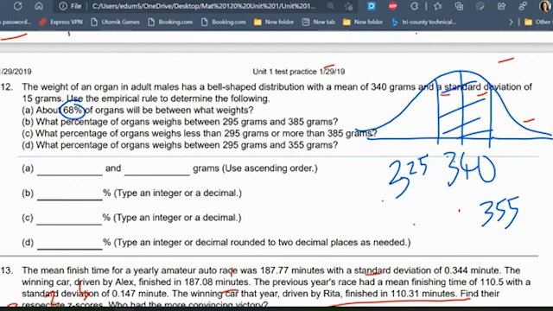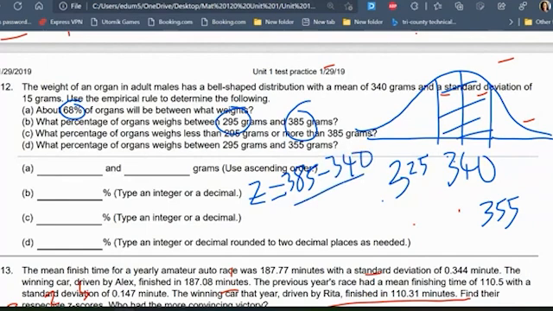What percentage of organs weigh between 295 grams and 385 grams? So all you need to do is find the number of standard deviations here and find the number of standard deviations here. You can standardize it if you want to. So let me standardize the right side. Value 385 minus mean 340 divided by standard deviation. Standard deviation is 15. If I subtract this, I have 45. 45 divided by 15 is 3.